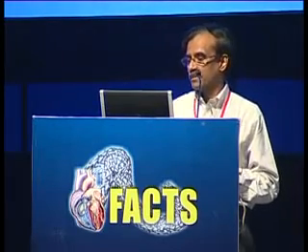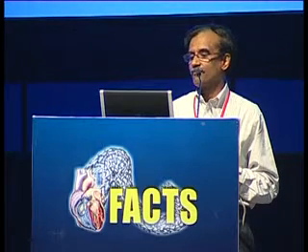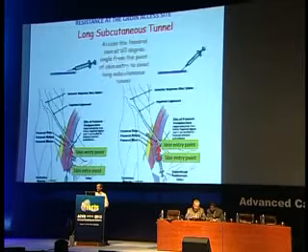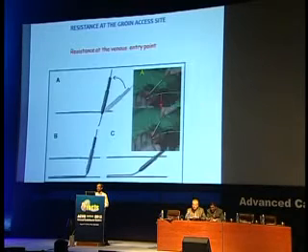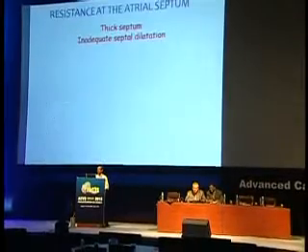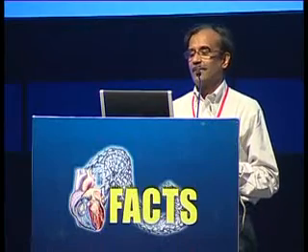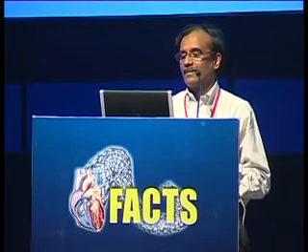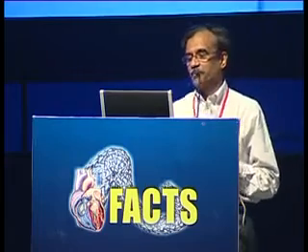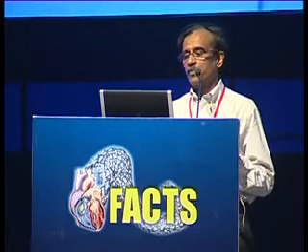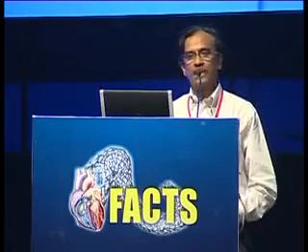If this fails, you have to remove the balloon and dilate the interatrial septum, or sometimes you advance the coil tip guide wire to facilitate deeper placement in the left atrium.